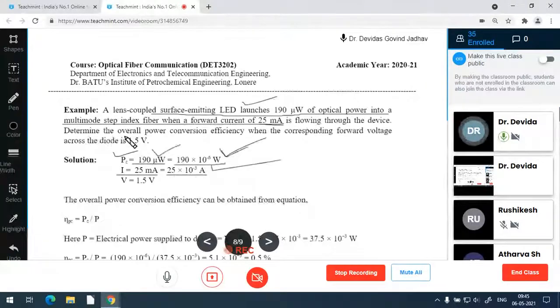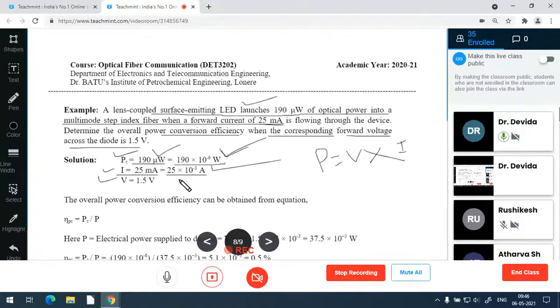Through the device, determine the overall power conversion efficiency when the corresponding forward voltage across the diode is 1.5 volt. The voltage across the diode is given, the current through the diode is given. So voltage into current is the electrical power. Electrical power is V into I. So DC power is V into I. PC is the coupled power, the optical power, given as 190 into 10 raised to minus 6 watt. Current is given as 25 into 10 raised to minus 3 ampere and voltage is given as 1.5 volt.